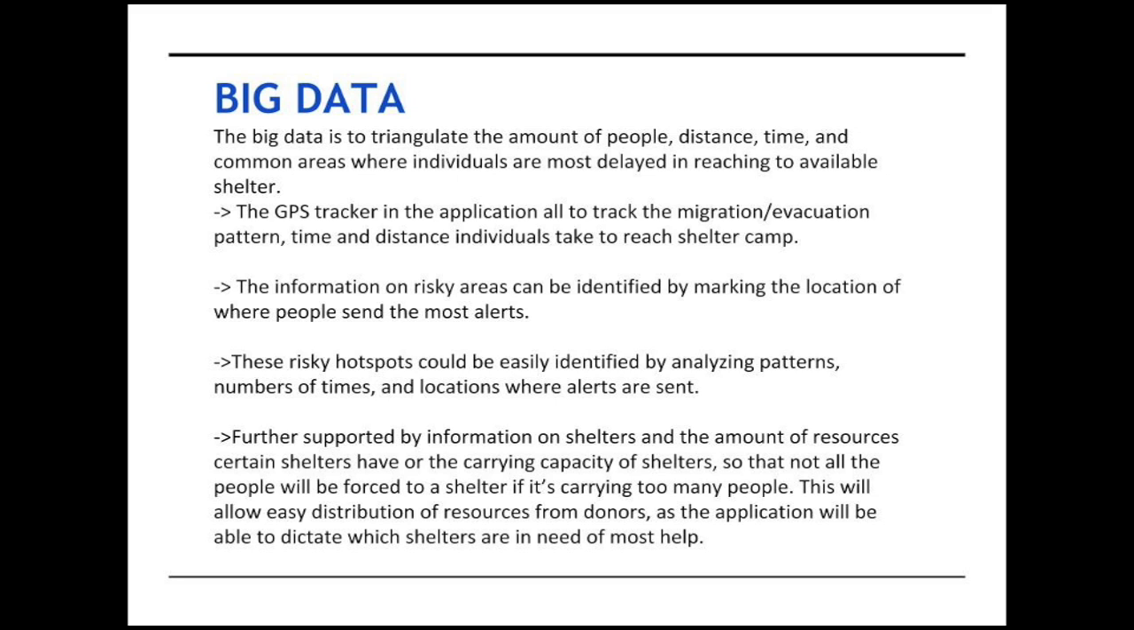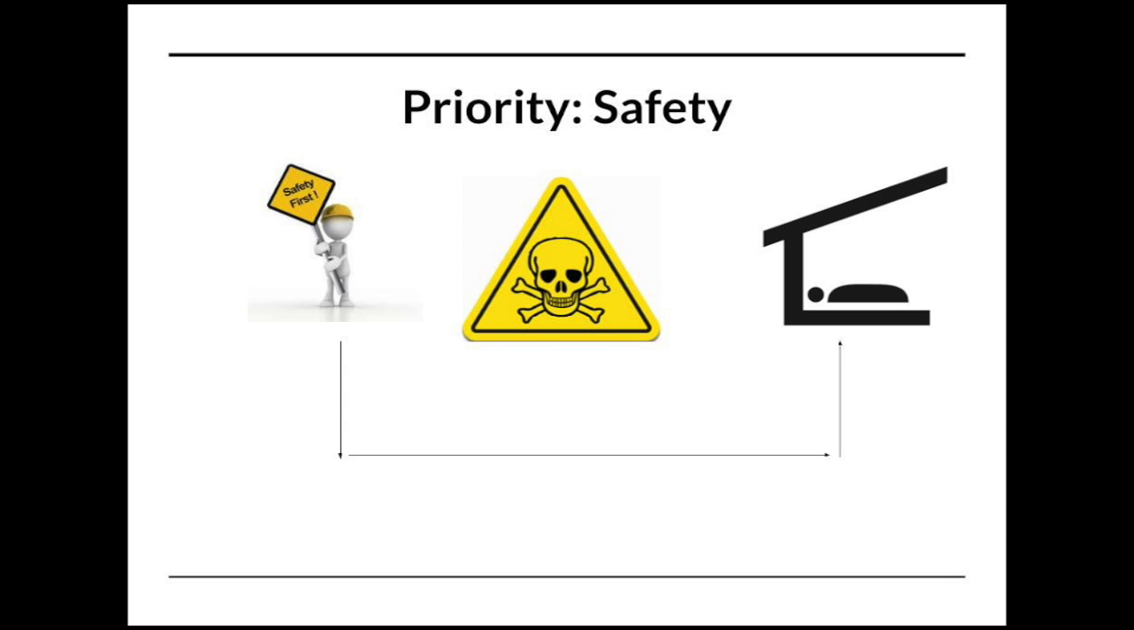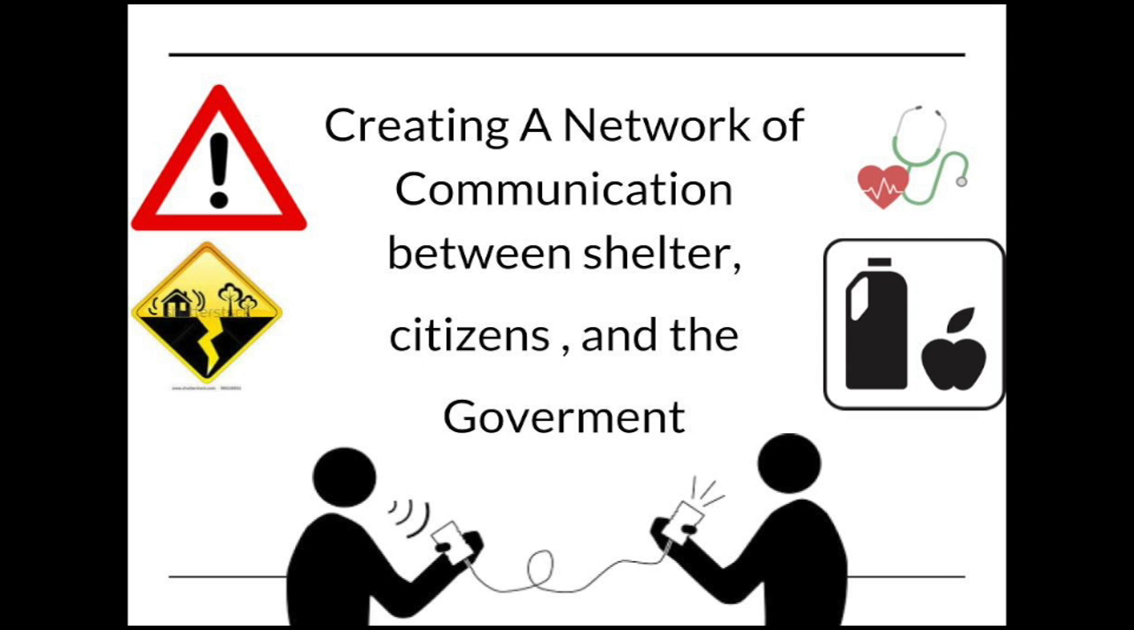This information can be used to identify how many people are in a certain area and compare the amount of people to the amount of shelters. This will automatically inform the government as to which areas have too many people compared to the amount of shelters. The priority of this application is the safety of all people. It aims to create a network of communication between the shelter, citizens, and the government.